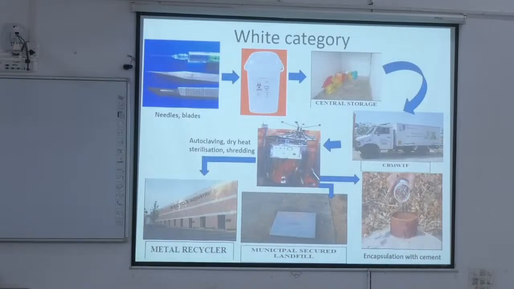White category: needles and blades will come, and you have to preserve them in the white color container, which should be puncture proof, and it should contain 1 to 2% hypochlorite solution. In that solution you have to keep it, and after that store it in the central storage. Then send it to the final treatment facility. There they will autoclave it, or heat dry it, anything they can do, and after that they have some different treatment options. They can recycle it, use municipal landfill, and some encapsulation by cement is also there.